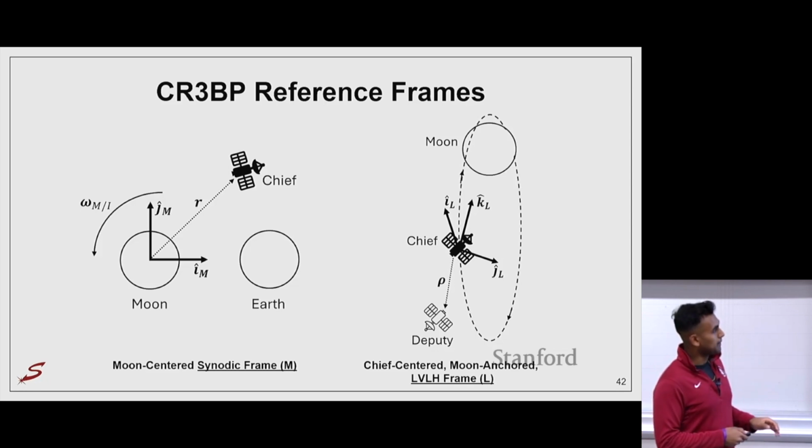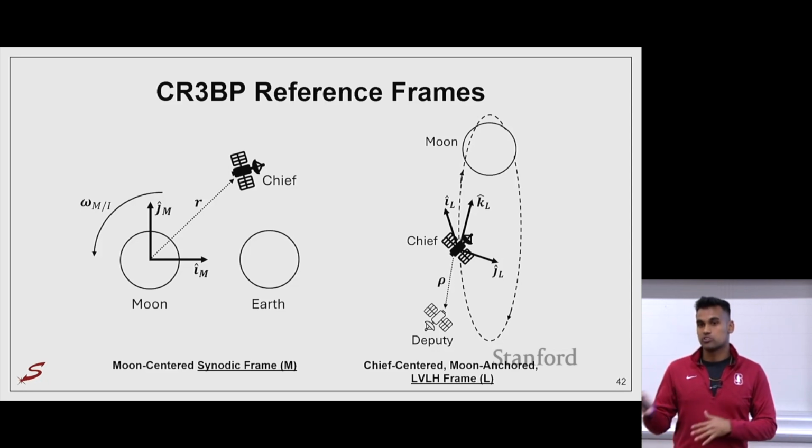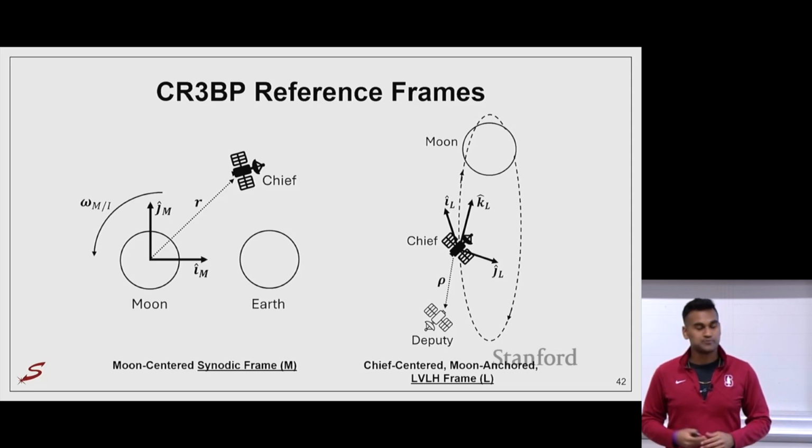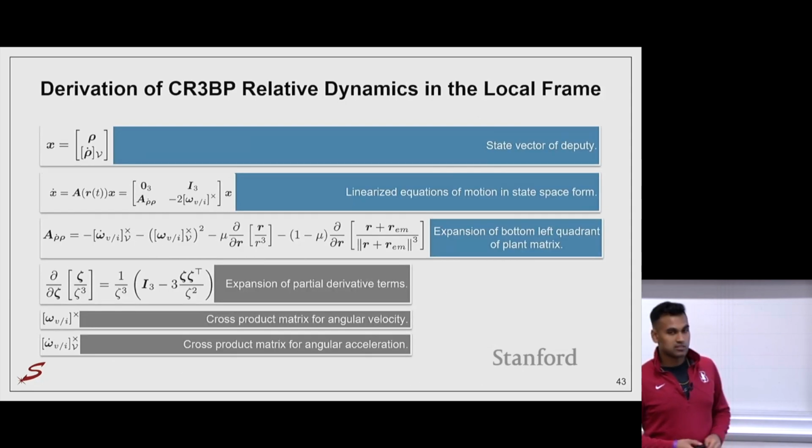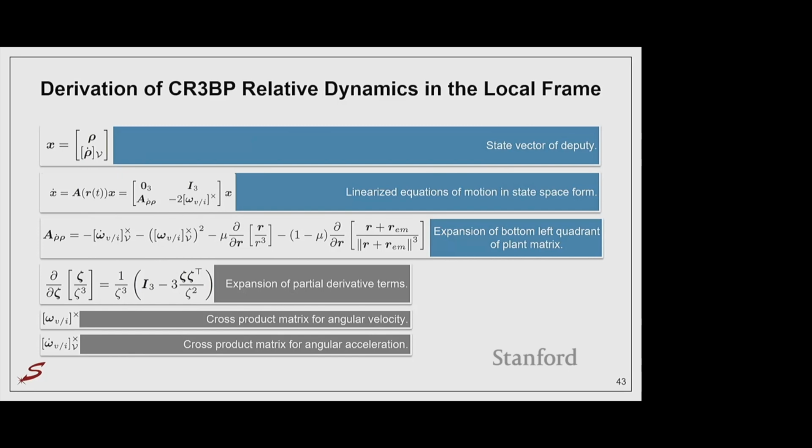So just to be clear there, because sometimes if we define this in the inertial frame, it may look like a different frame. And so if we go into this local frame, where we have a chief and one or more deputy spacecraft, and we do the linearizations with respect to that chief spacecraft position, that allows us to have probably the best system of equations of relative motion we can get in the CR3BP.